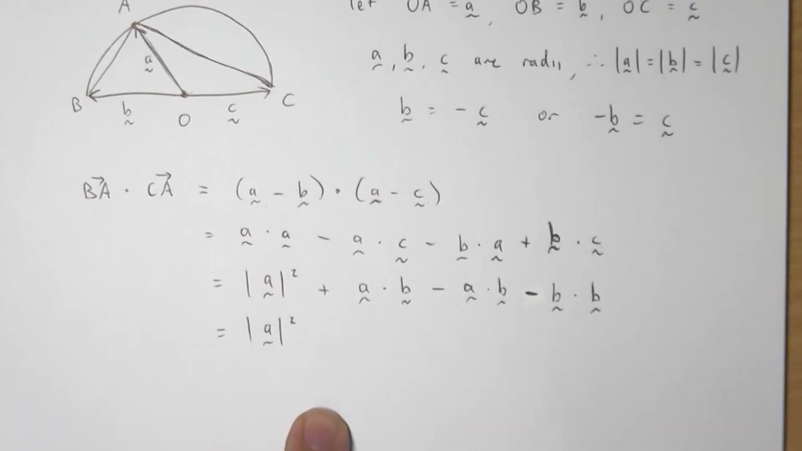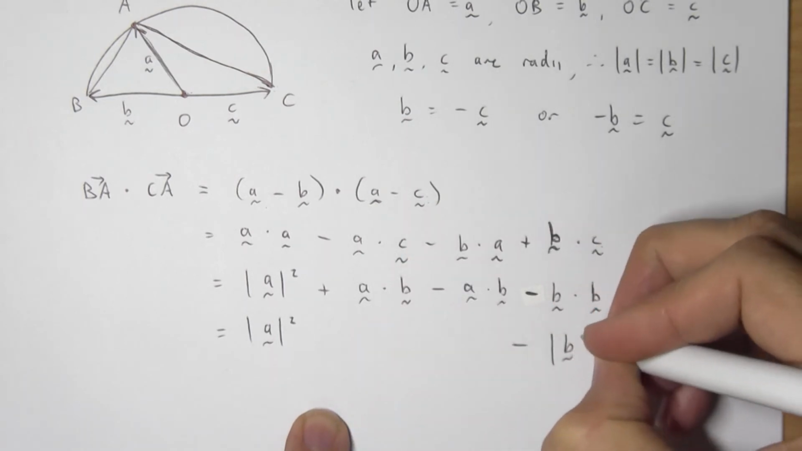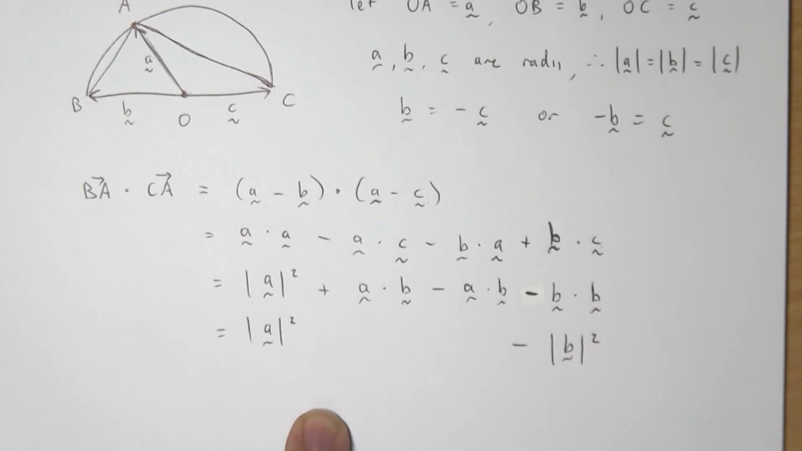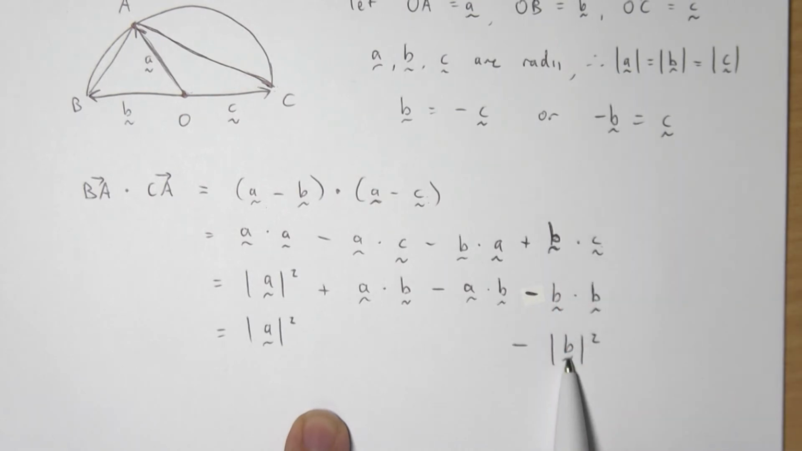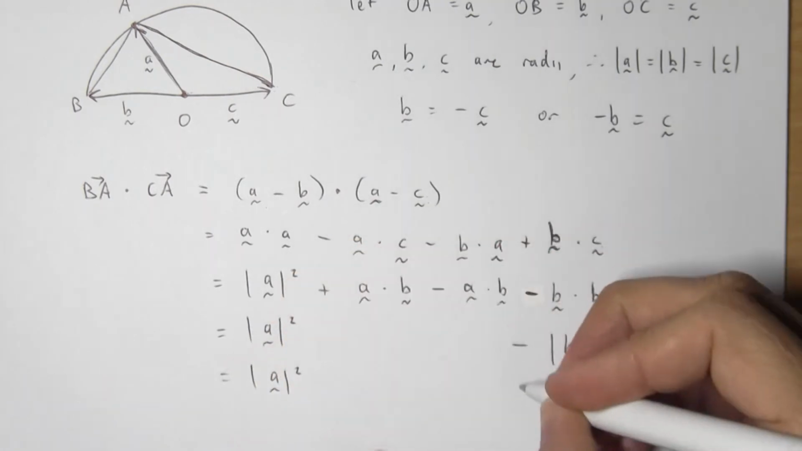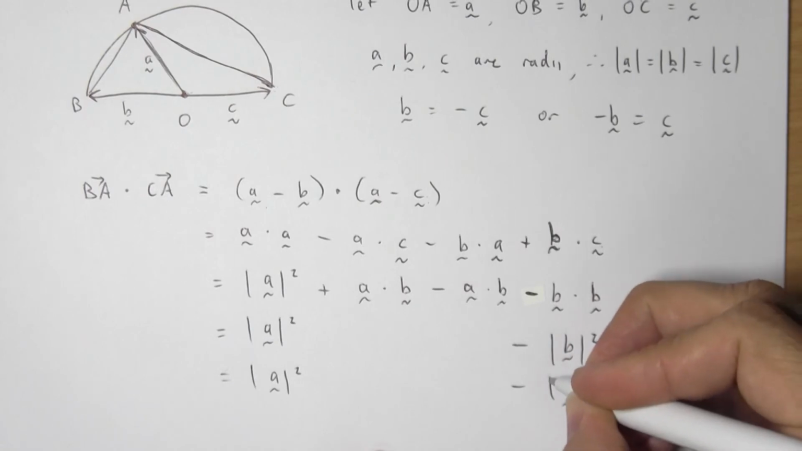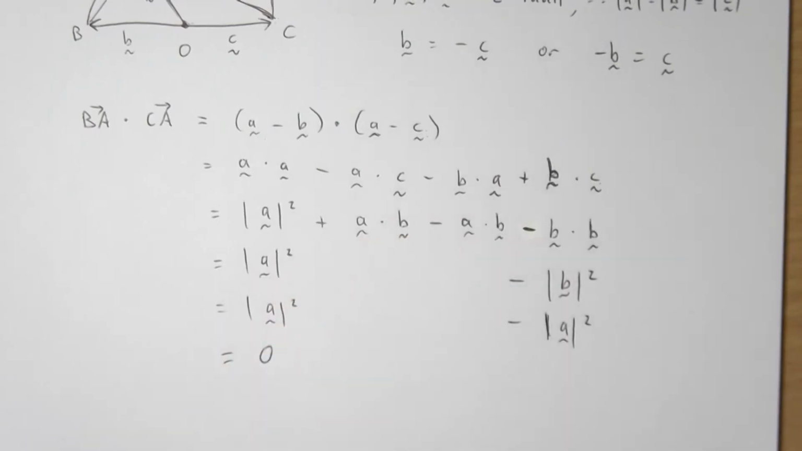That's mod a squared, a dot b minus a dot b goes away. b dot b is minus mod b squared. But wait a minute, the length of b is the same as the length of a. So this is mod a squared minus mod a squared. Oh, look at that. Something minus itself. It's 0.